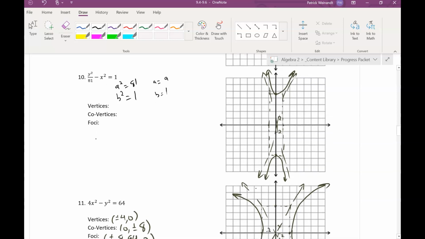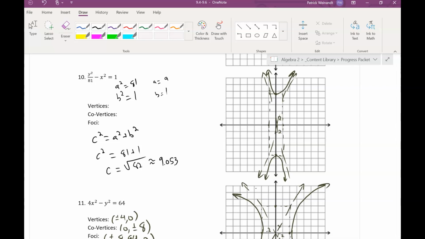And for a hyperbola, we know that they're related. c squared equals a squared plus b squared. So just plug in those values. We know c squared is going to equal 81 plus 1, which means c is going to equal the square root of 82. It's a little bit more than 9. What is it? 9.053.